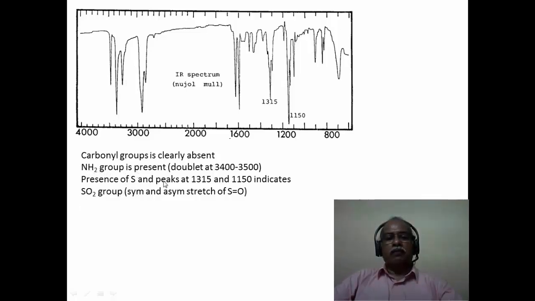The presence of sulfur tells us to look for the S=O kind of stretching frequency. 1315 and 1150 are indicated here. That is because of the symmetrical and asymmetrical stretching of the SO2 group that is present in the system. So the infrared spectrum gives very valuable information that it has a sulfonyl group, SO2 group. It also has an NH2 group. So it could even be a sulfonamide kind of a system in this particular case. As I mentioned, the carbon-carbon double bond stretching frequency is around 1600; 1620 is the one that is seen here.